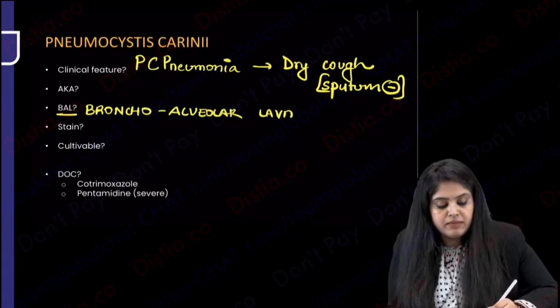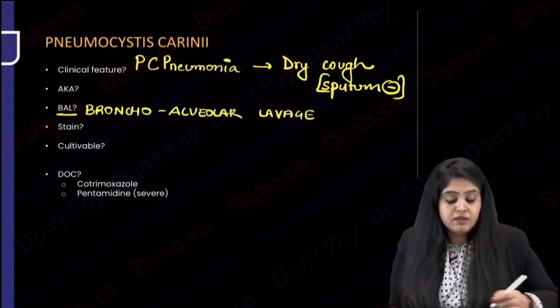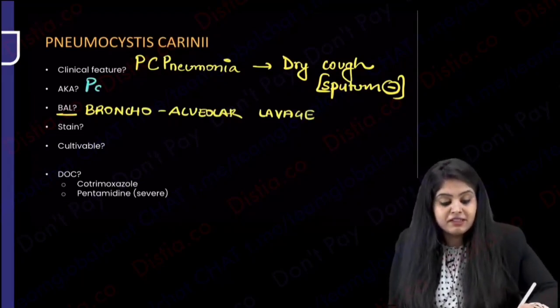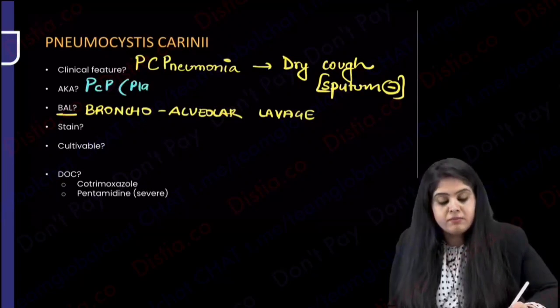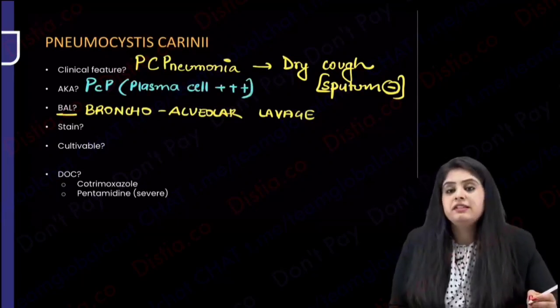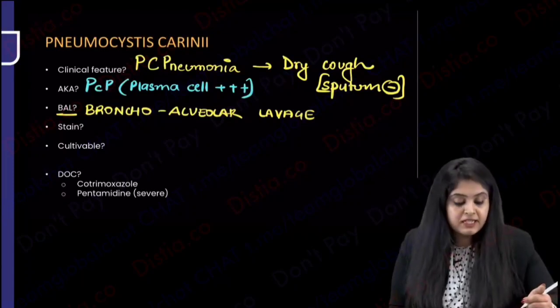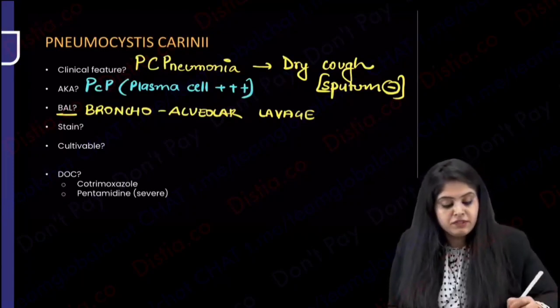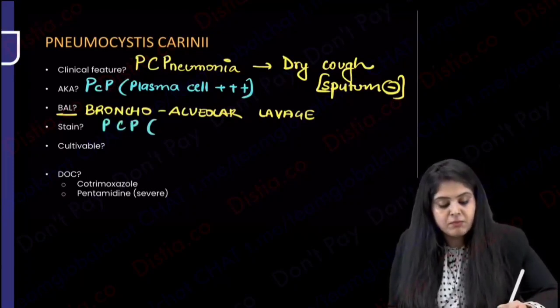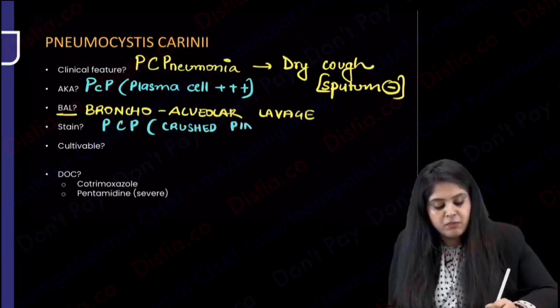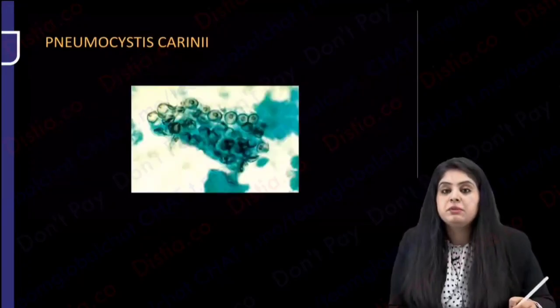And now you will tell me that when I've taken a bronchoalveolar lavage, which are the cells that I will see maximally in it? That's why I called it plasma cell pneumonia. So we see lots and lots of plasma cells under the microscope. Fine. What else did you see? We saw the very famous crushed ping pong ball appearance. So it's time that we start seeing that crushed ping pong ball appearance. So let's see the image that we are talking about. Have a look at this picture.